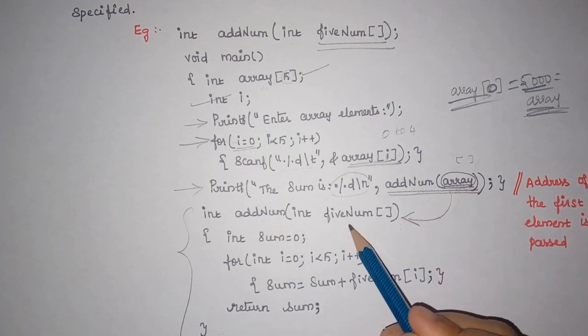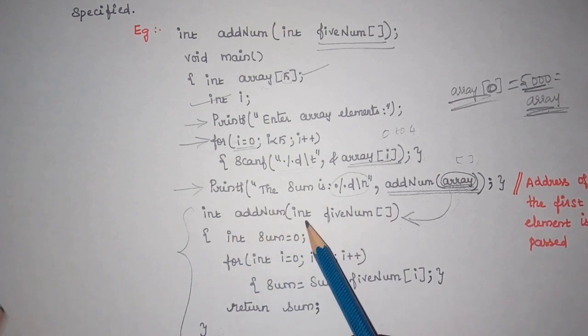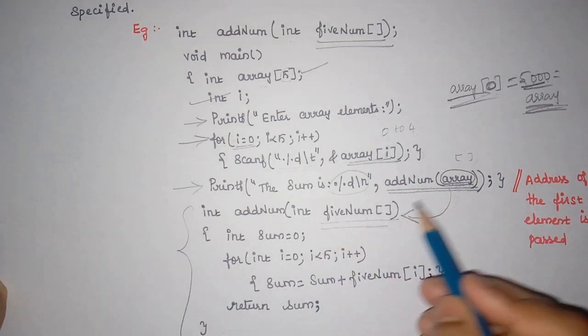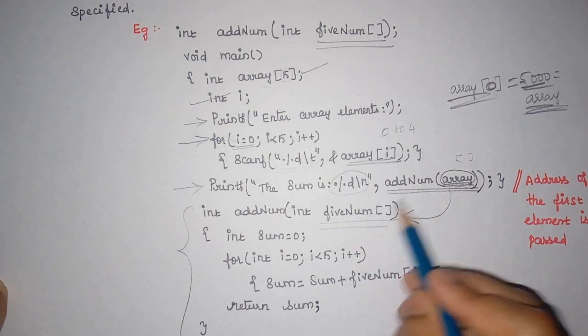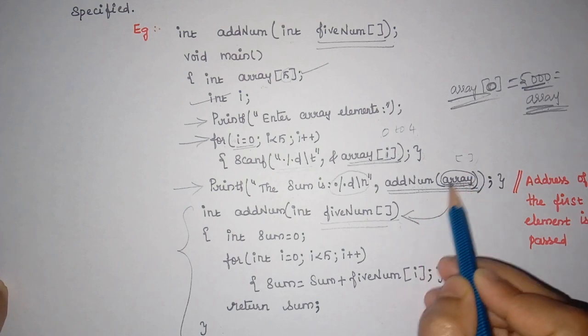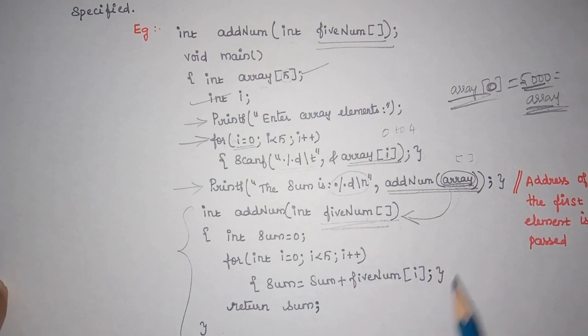Now what is the function definition? We have int add num, and here we have an integer type of array, and now this array is actually holding the values of the passed array, because we have passed the base address of this array. So now all the elements of this array will be in this array.